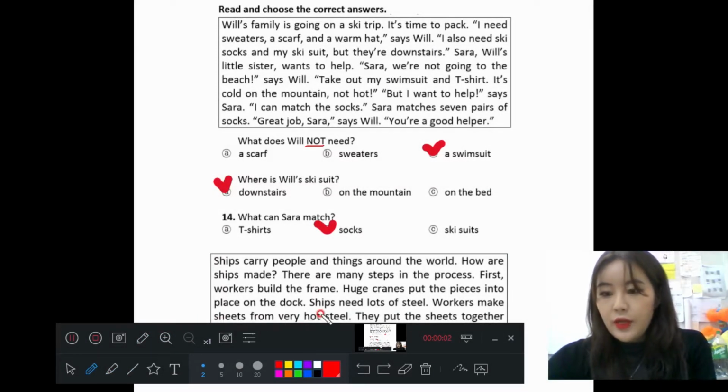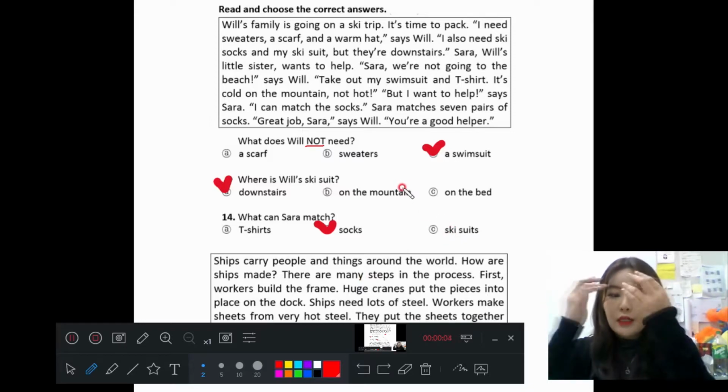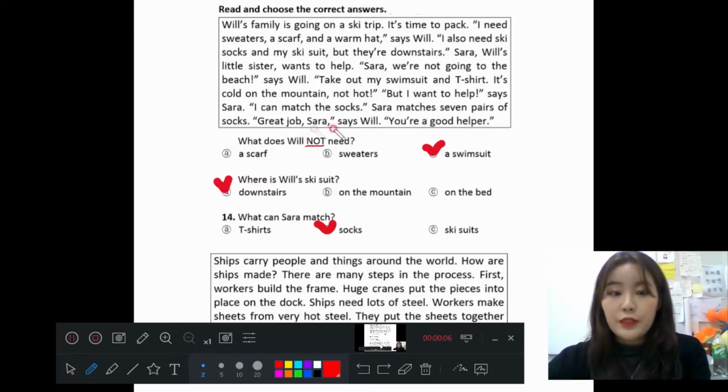Alright, so another passage here. Now let's take a look at the questions first. What does Will not need? So you guys have to pay attention to the word not, okay? So you're looking for something that Will did not need in this passage.